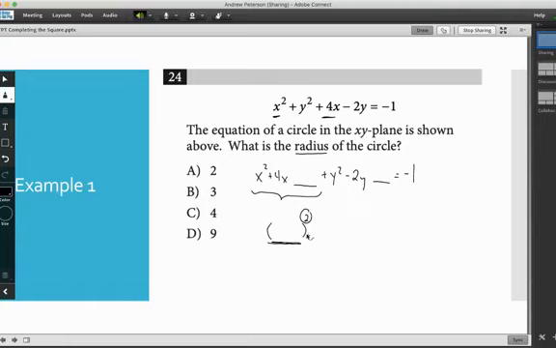It's the same as anything squared. 5 squared is 25. Why? Well, because 5 times 5 is 25. So it just means we're multiplying it by itself.